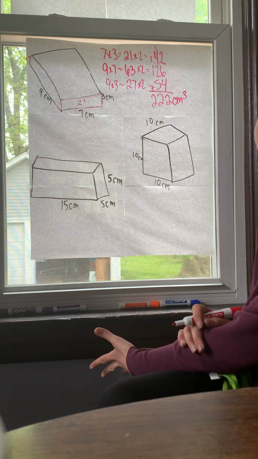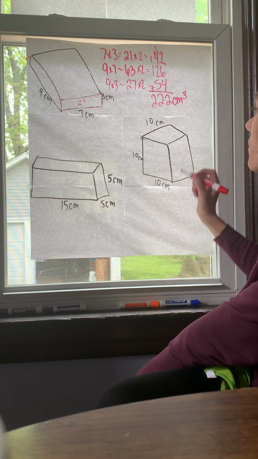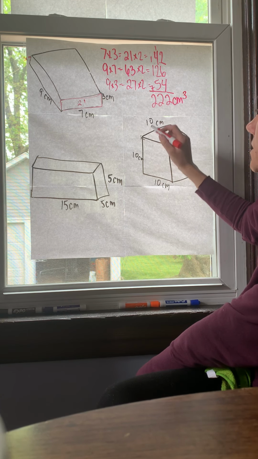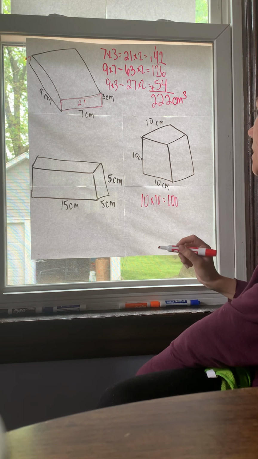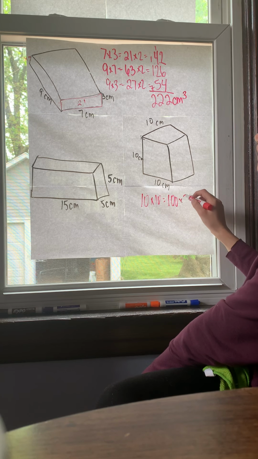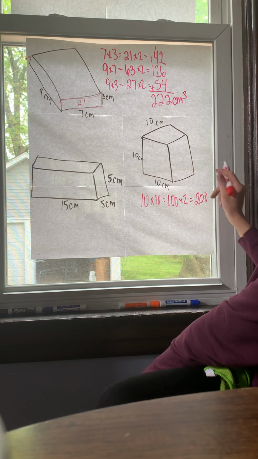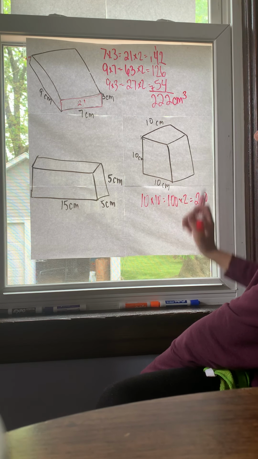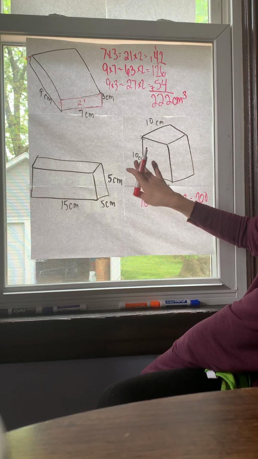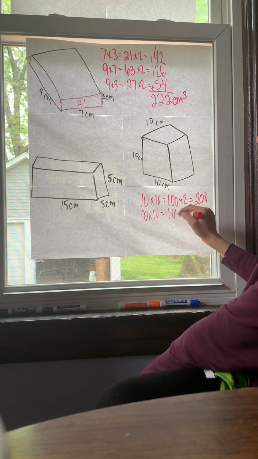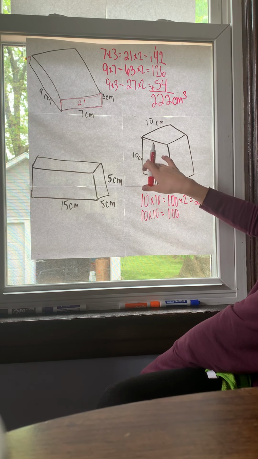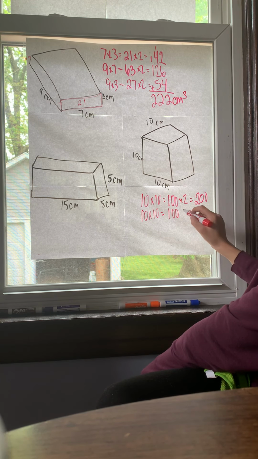Here is a cube. So first thing you're going to do is you're going to multiply 10 times 10, which equals 100, and you're going to multiply that by 2 to get 200 because there's a top and there's a bottom. Then here you're going to multiply 10 times 10 again, 100, and you're going to multiply by 2 because there's a front and there's also a back.